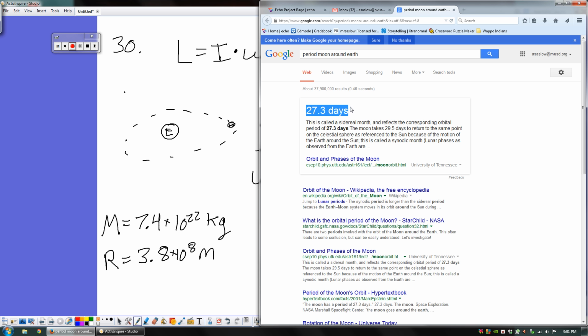Alright, so apparently it's 27.3 days. Well, okay, that's phys.utk.edu, University of Tennessee. Okay, that's probably pretty reasonable. The moon takes 29.5 days to return to the same point on the celestial sphere as reference to the sun. It reflects corresponding orbital of 27.3 days. Ooh, okay. There's more than one thing going on here. So I'm going to open that. Ooh, an orbit of the moon on Wikipedia. That's probably fairly safe. I'll check out that too.